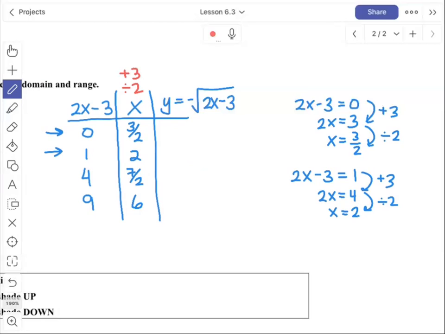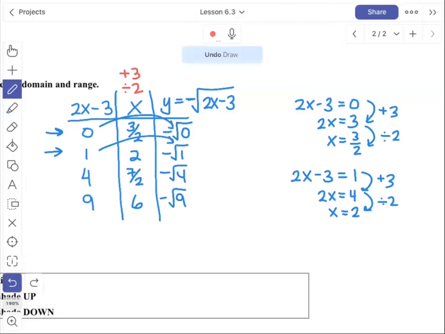Okay, all right. Then from there, I'm gonna go ahead and find my y. So y is negative rad, whatever's in the radicand. So that means this is gonna be negative rad 0. This is gonna be negative rad 1, negative rad 4, negative rad 9. Okay, so remember these numbers I get from here. Okay, so just simplify that and we are ready to plot. So this is just 0, negative 1, negative 2, negative 3.